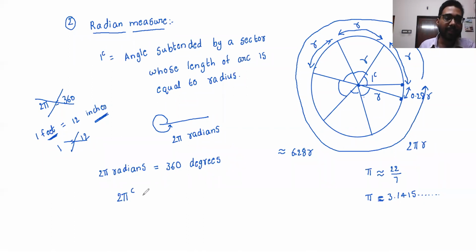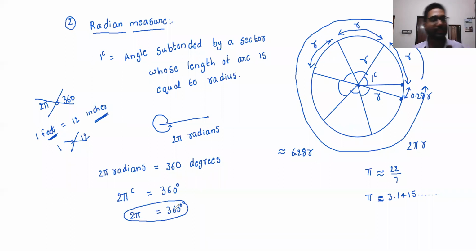So actually 2 pi radians is equal to 360 degrees. This is correct. Or we can also write 2 pi is equal to 360 degrees, because even if you don't write superscript c, it is understood that it is radians. So the meaning is 2 pi radians is equal to 360 degrees, but you cannot write 2 pi is equal to 360 without the degrees symbol. The degrees symbol should be there. Clear? So this is the relation between degrees and radians, which we are going to use most often.